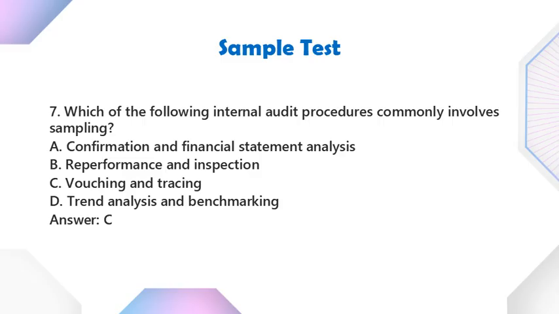7. Which of the following internal audit procedures commonly involves sampling? A. Confirmation and financial statement analysis. B. Reperformance and inspection. C. Vouching and tracing. D. Trend analysis and benchmarking. Answer: C.